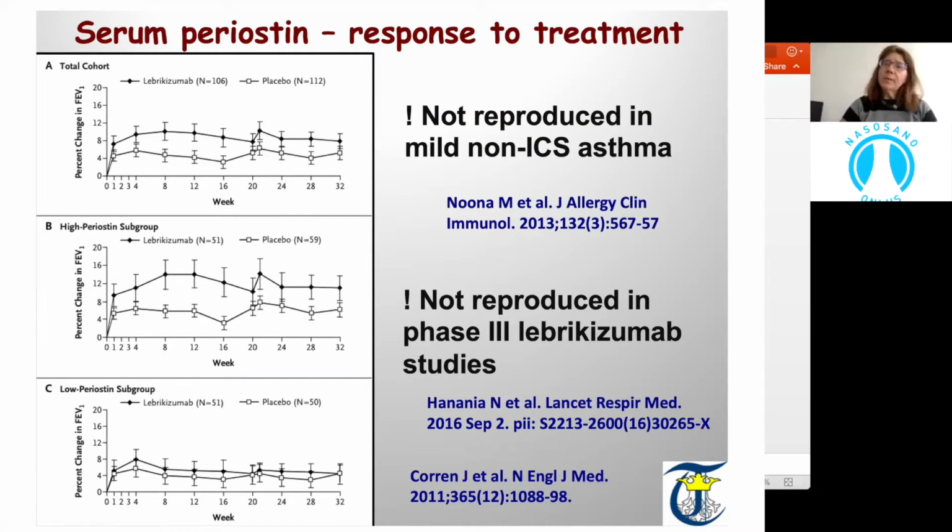In terms of response to treatment, it was shown in the lebrikizumab trials that the high periostin group responded better to the intervention. But this was not reproduced in mild asthma, which did not receive inhaled steroids at all, and was not reproduced in phase 3 lebrikizumab studies, and the product was stopped. So periostin is not a good biomarker and is not used anymore in the clinic today.